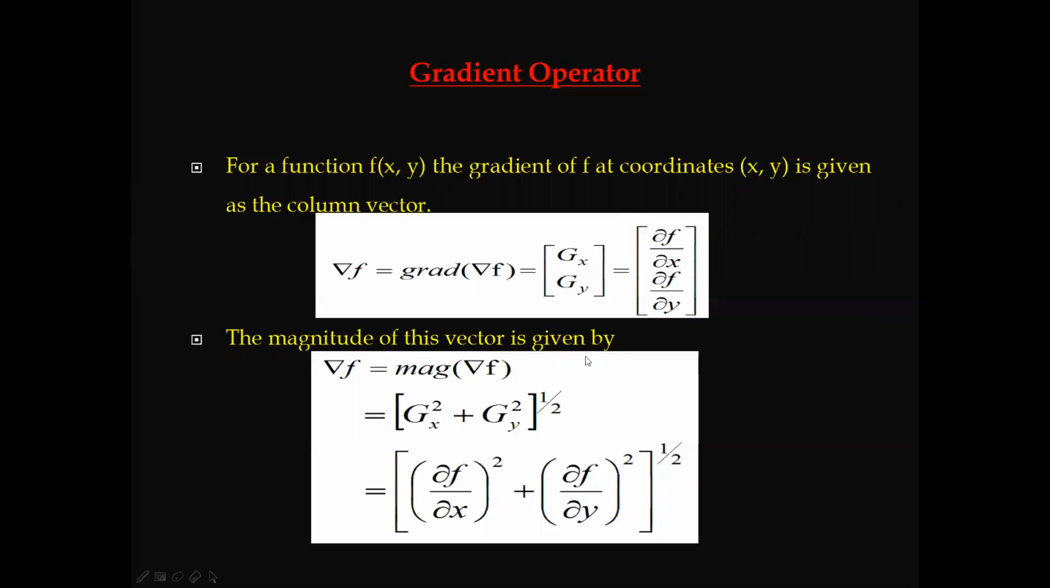The magnitude of this vector is given by magnitude of del f, which is equal to gx square plus gy square, whole power 1 by 2. You can write it like this: dou f by dou x whole square plus dou f by dou y whole square, whole power 1 by 2.